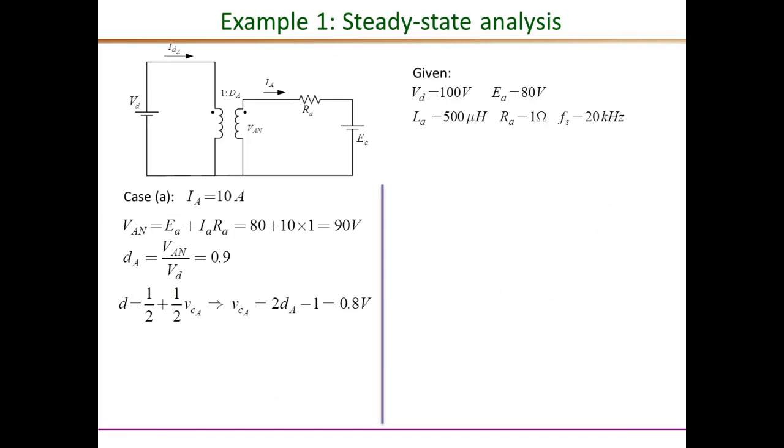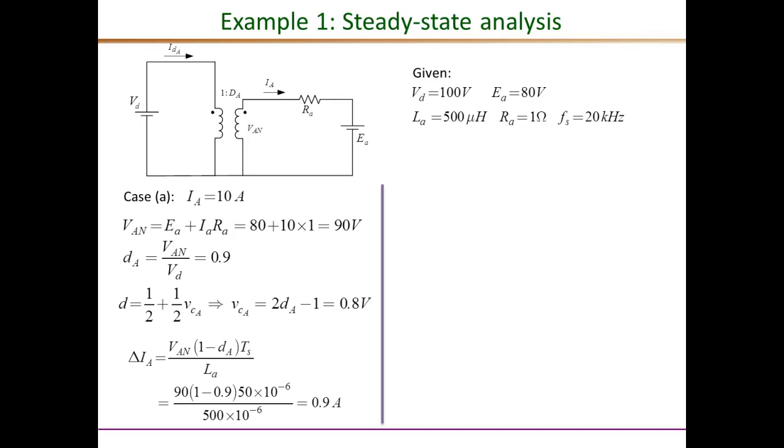We are also required to calculate the control voltage VCA, and if you recall, the relationship between D and VCA is D equals 1/2 plus 1/2 of VCA, from which we get VCA to be 0.8 volts. Recall that VCA can vary from -1 to +1, whereas D can only vary between 0 and 1, and both are consistent.